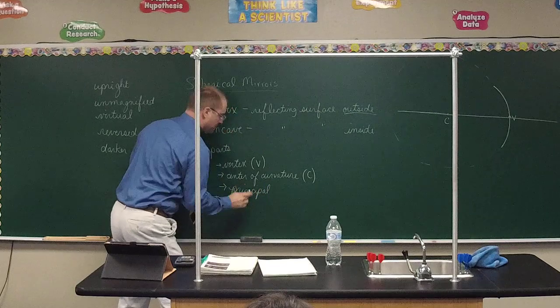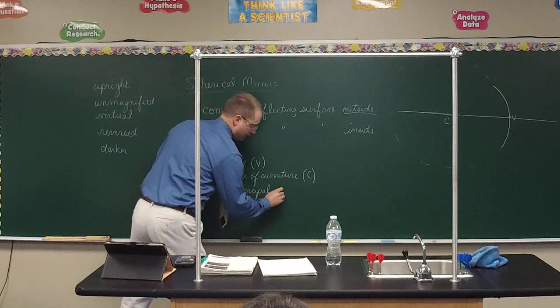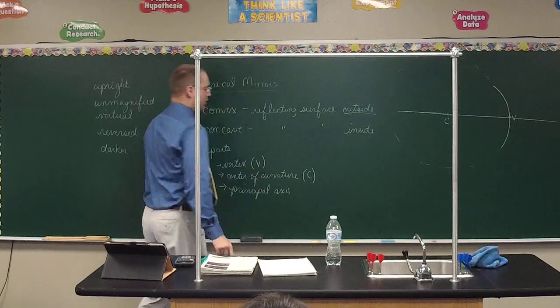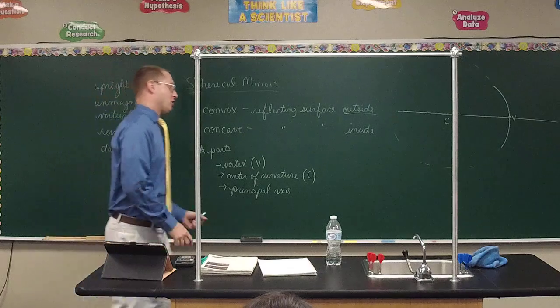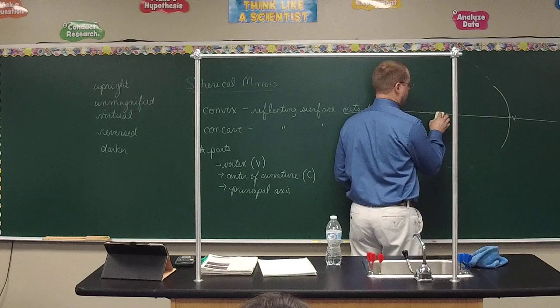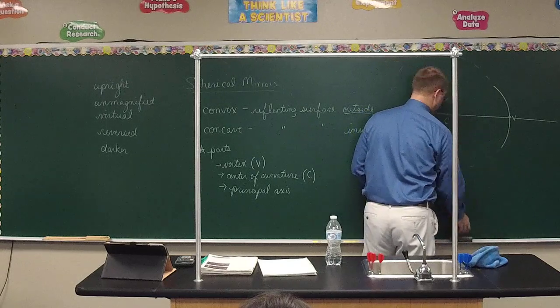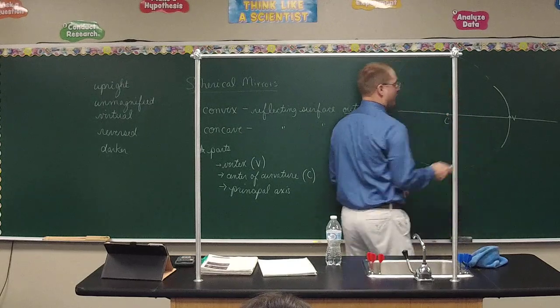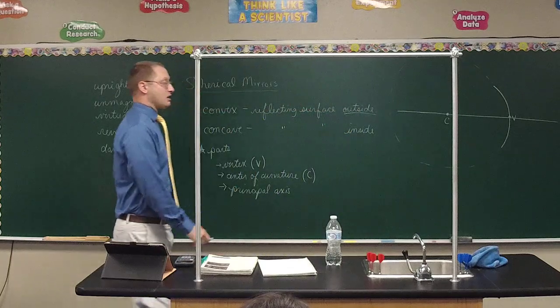Principal meaning the main one. The principal axis is simply a line through C and V. Might be a good way to define it. Now that we've specified what C and V stand for, we can use those abbreviations and say that the principal axis is the line through C and V.